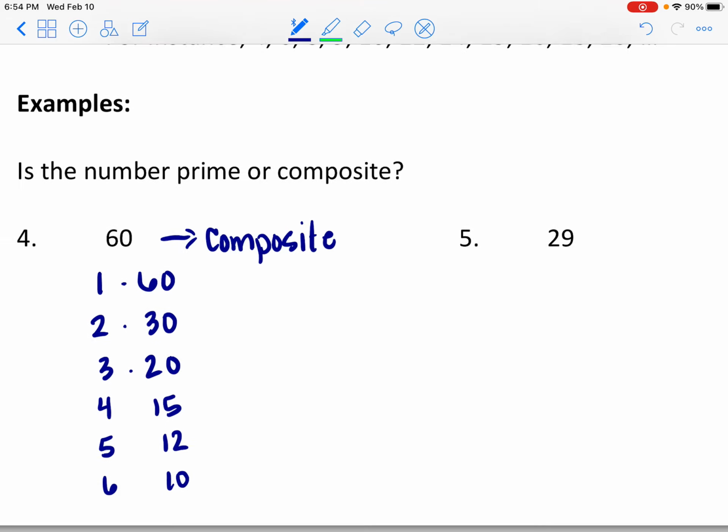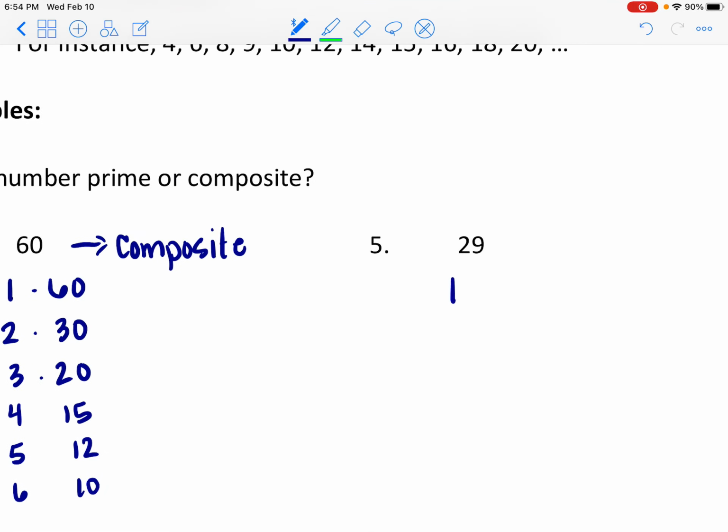And let's see, 29. Let's see, 1 goes in 29 times, but it's not divisible by 2, 3, 4, 5, 6, 7, 8, 9, 10, 11, 12. Nothing is going to go into 29 but 1 and itself. And so this is going to be a prime number.